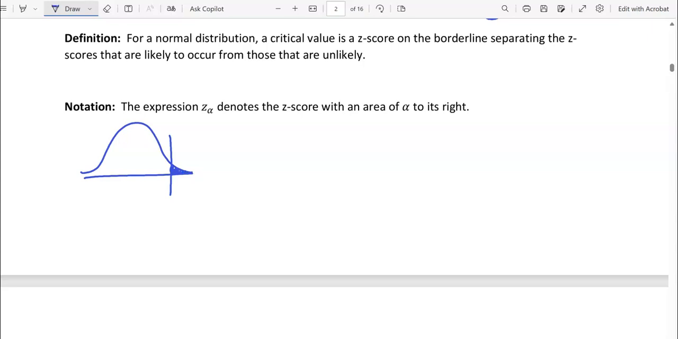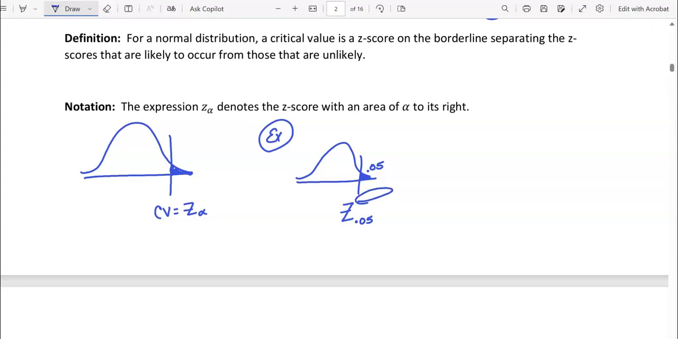So this would be the area to the right. So my critical value, I could write that as Z sub alpha. So for instance, suppose that area on that right-hand side was 0.05. Then if I wanted that critical value, I would write it this way, Z of 0.05. That's a subscript on the Z. And we would want to find that z-score that's associated with that.